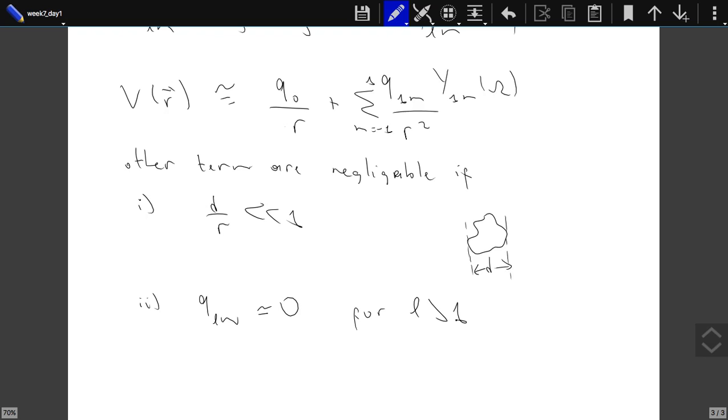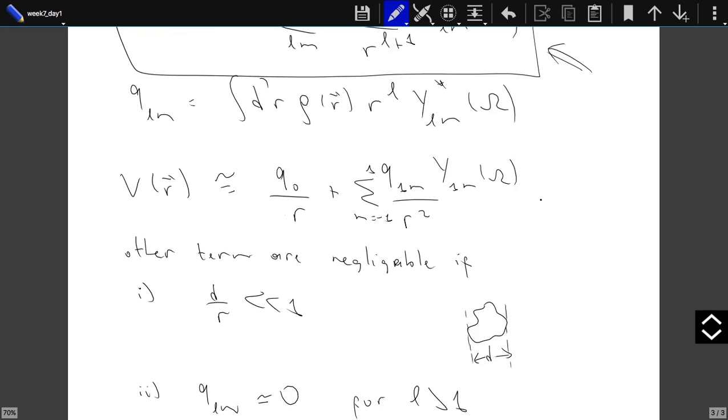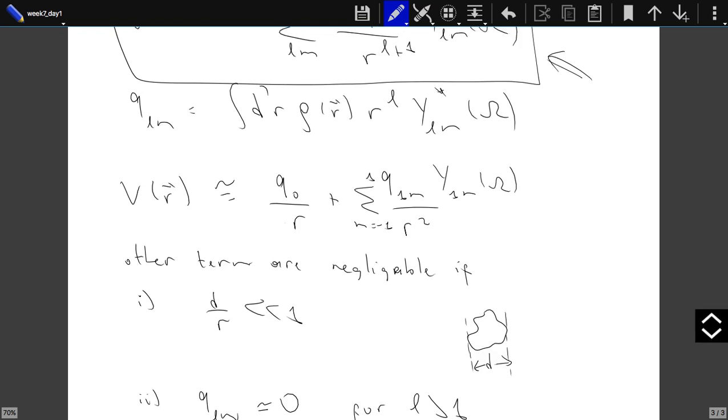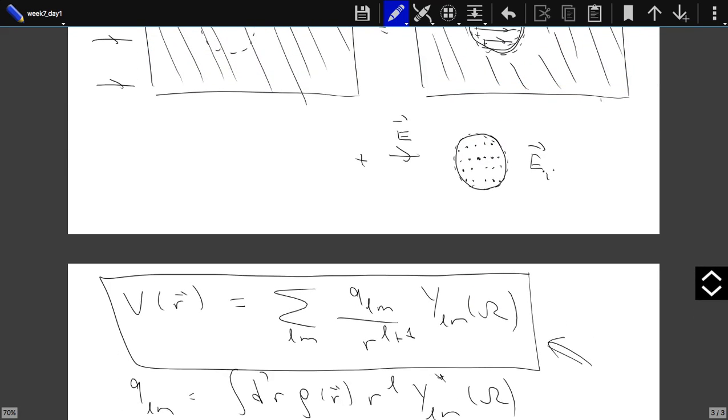But if Q_LM is approximately 0 for L larger than 1, for some reason, it might be that the atom only has a dipole, and the quadrupole, hexapole, etc., multipole moments vanish or are negligible. In that case also, this approximation is correct, even if you are not far away from the charge distribution. So that is an approximation. That is the thing that the book uses.